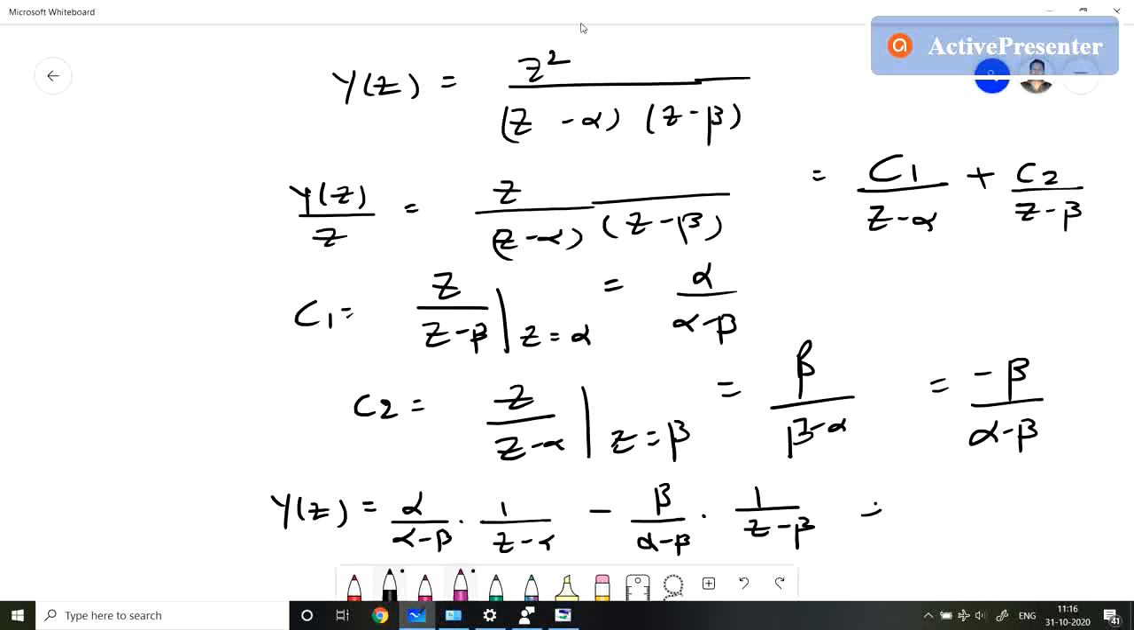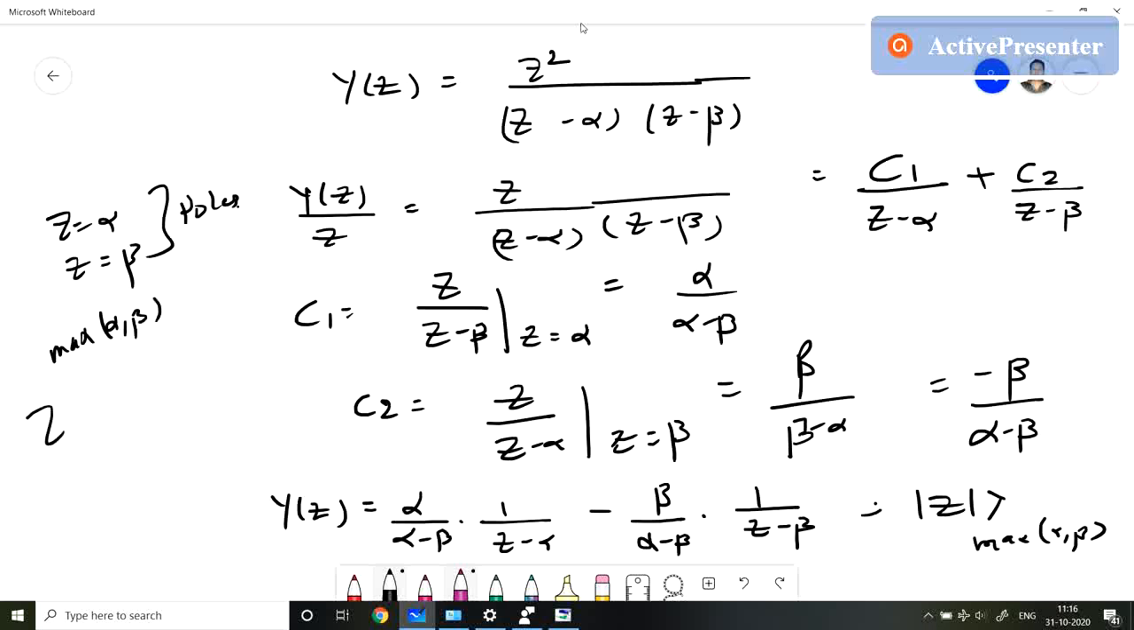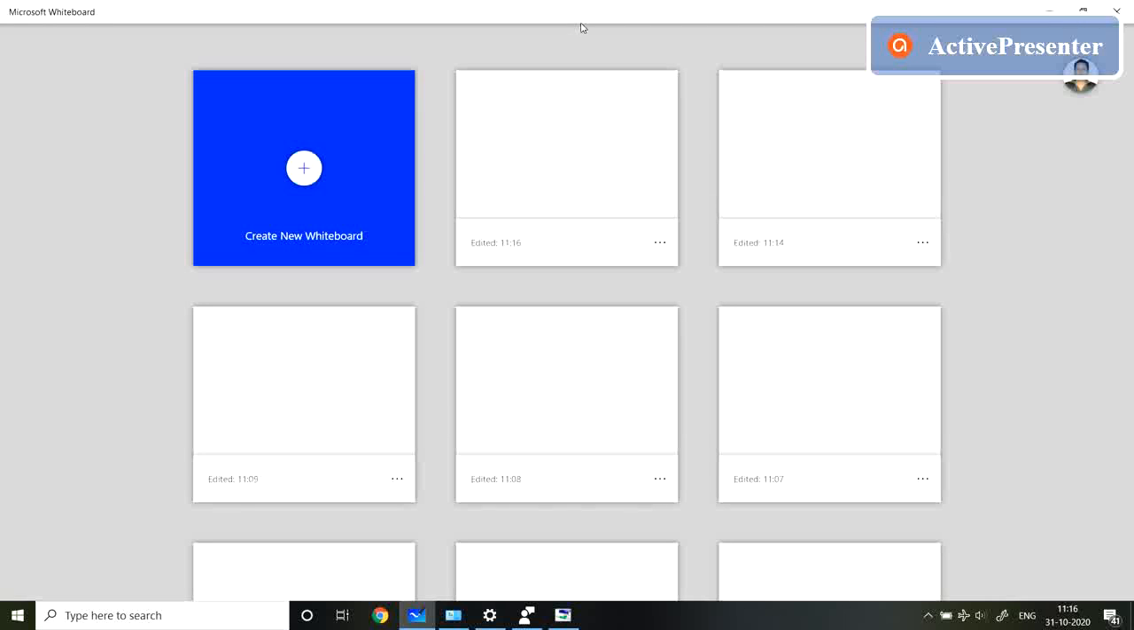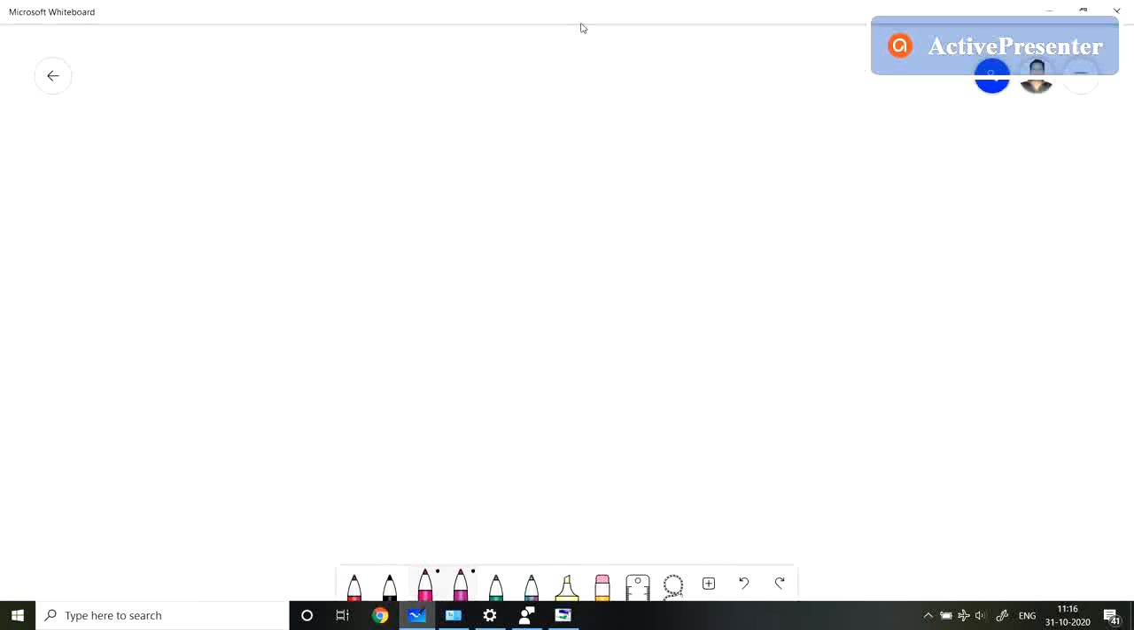So the ROC is basically modulus z greater than the maximum value of alpha comma beta. Whatever is the maximum value, the ROC is greater than this, since z equal to alpha and z equal to beta are poles. Since it is a causal sequence, the ROC is exterior to the outermost pole. So modulus z is greater than the maximum value of alpha comma beta. Since both are causal, that's why we have taken this ROC.